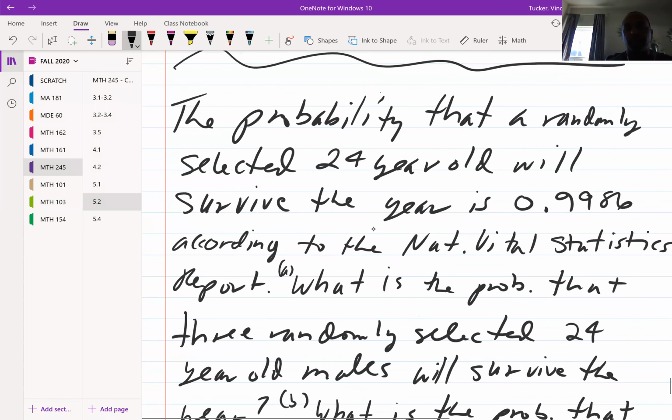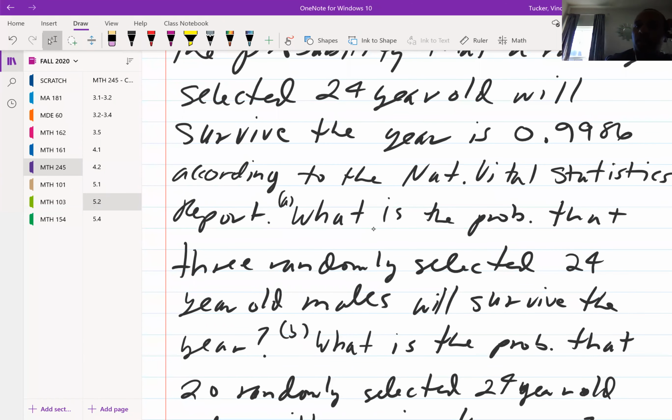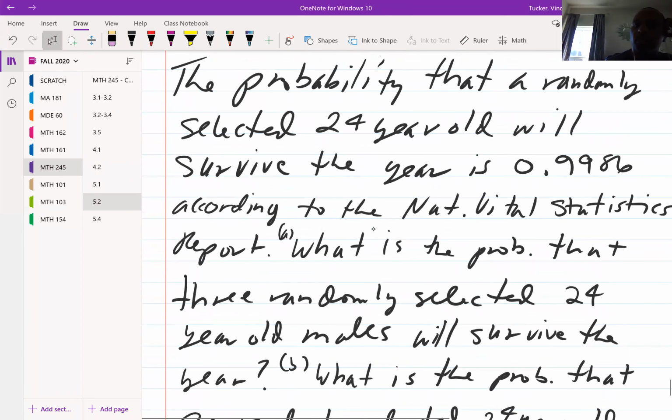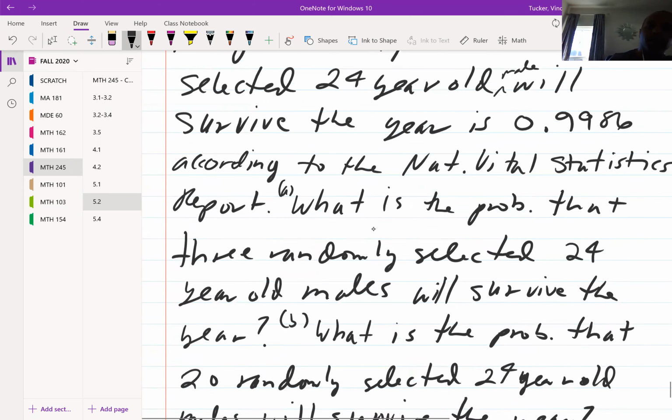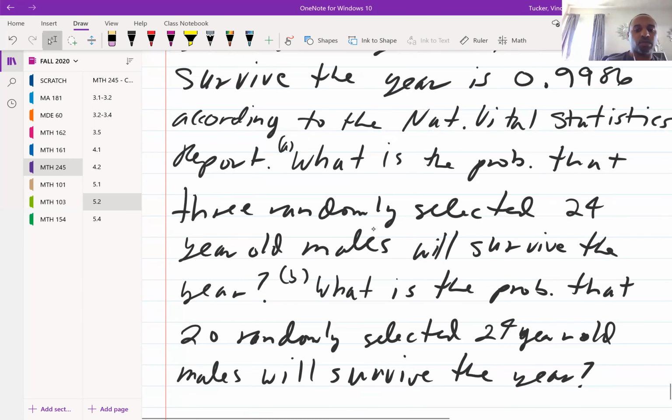All right, so the probability that a randomly selected 24-year-old male will survive the year is 0.9986, according to the National Vital Statistics Report. They gave other credentials with that, but we didn't need it. So, what is the probability that three randomly selected 24-year-old males will survive the year? What is the probability that 20 randomly selected 24-year-old males will survive the year?